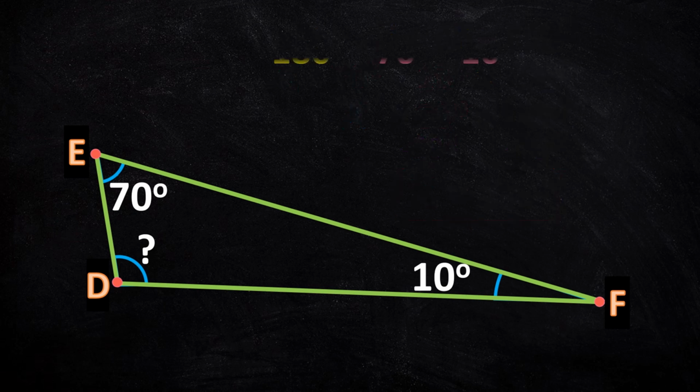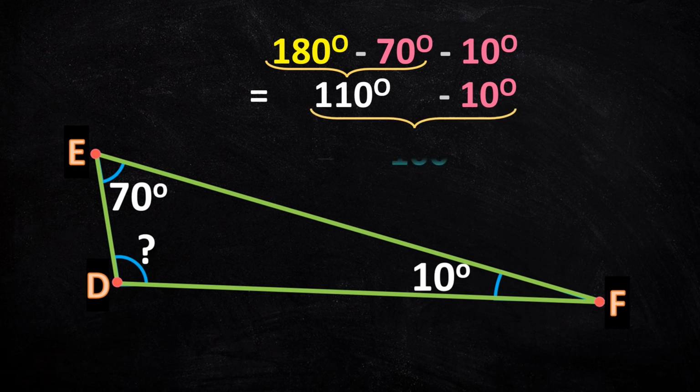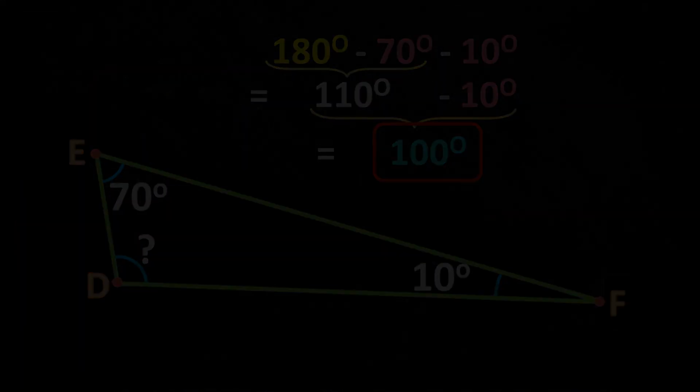Alternately, we can just subtract 70 and 10 from 180. 180 minus 70 is 110, and 110 minus 10 is 100. Once again, we found the missing interior angle in the most simple way.